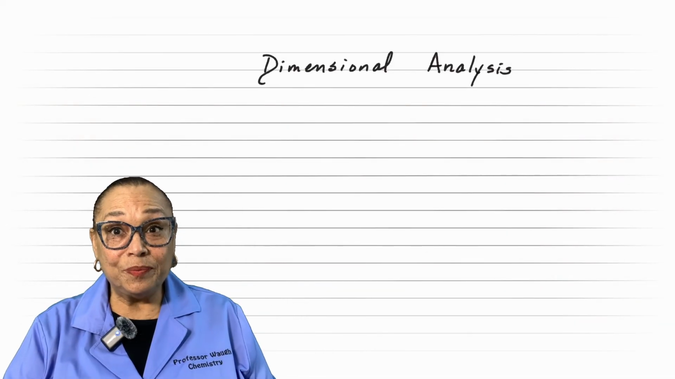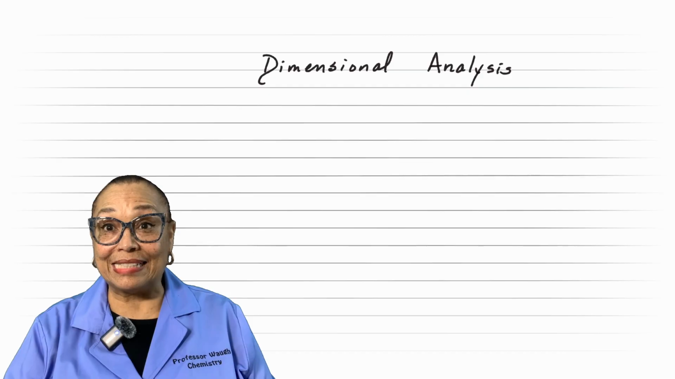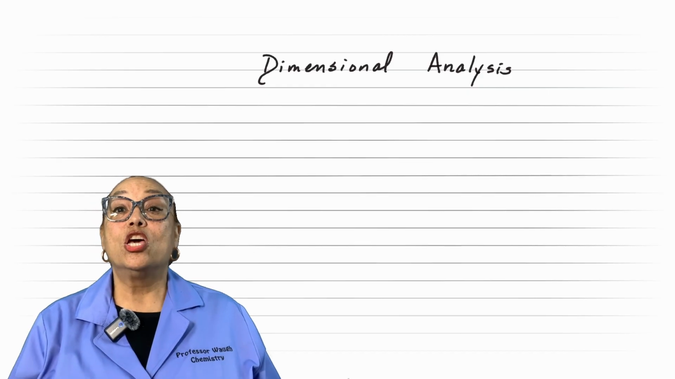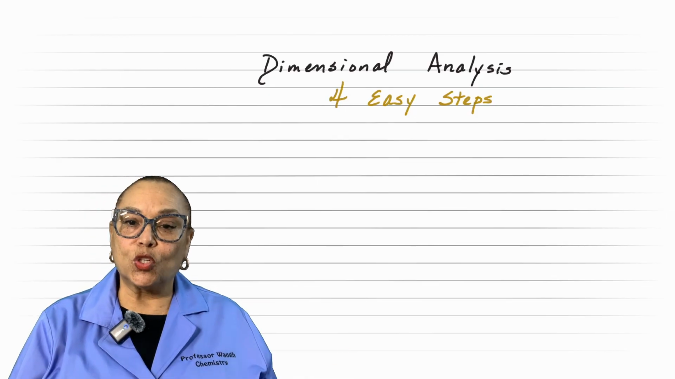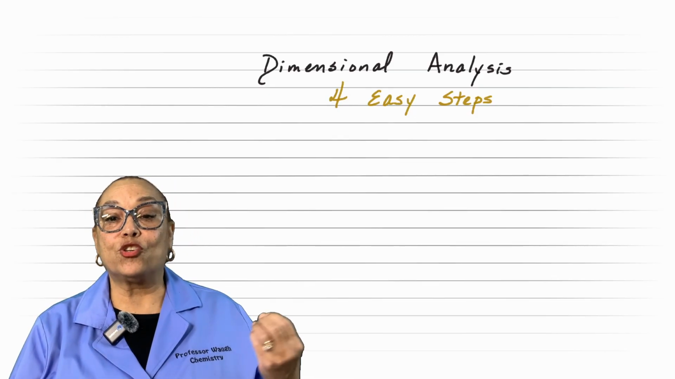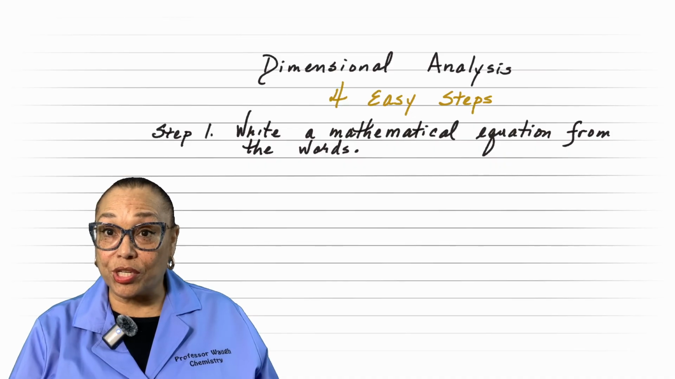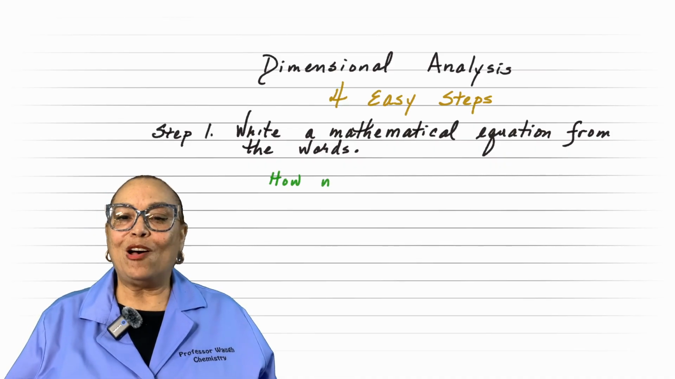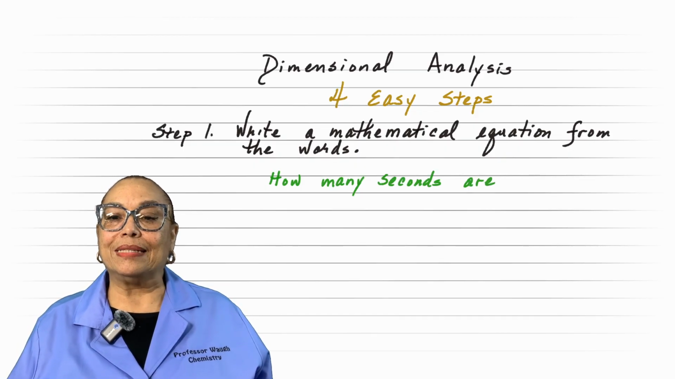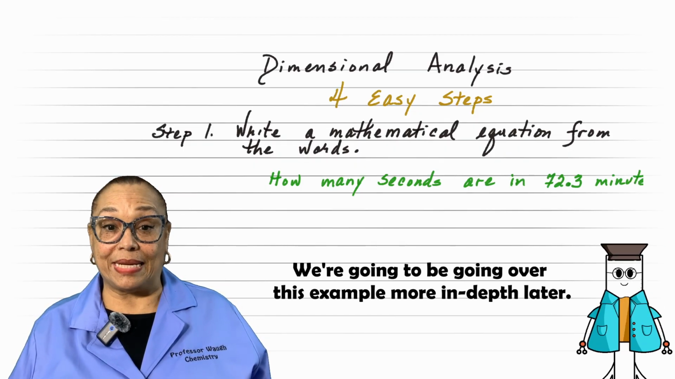Okay, now we're going to learn dimensional analysis or unit conversions using my simple 4-step method. First thing you're going to do is write a mathematical equation from the words. So let's do something really easy. How many seconds are in 72.3 minutes?